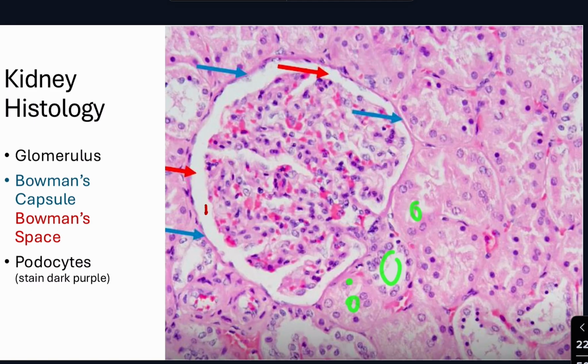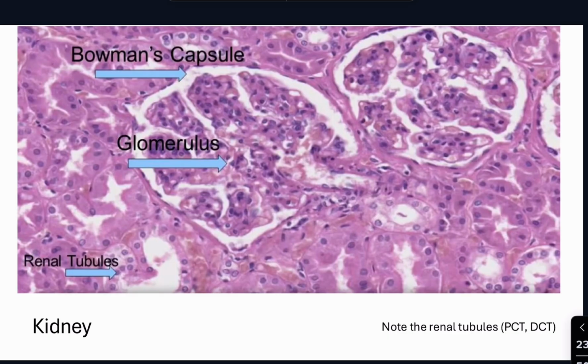And if we look at what is staining really dark purple over here, some of these really dark purple cells are going to be podocytes, okay? We see them both in the Bowman's capsule and surrounding the actual glomerular capillaries. Here's another view of those. Bowman's capsule, that white part is the Bowman's space, glomerulus. We can make out some of the renal tubules over here in the bottom left.